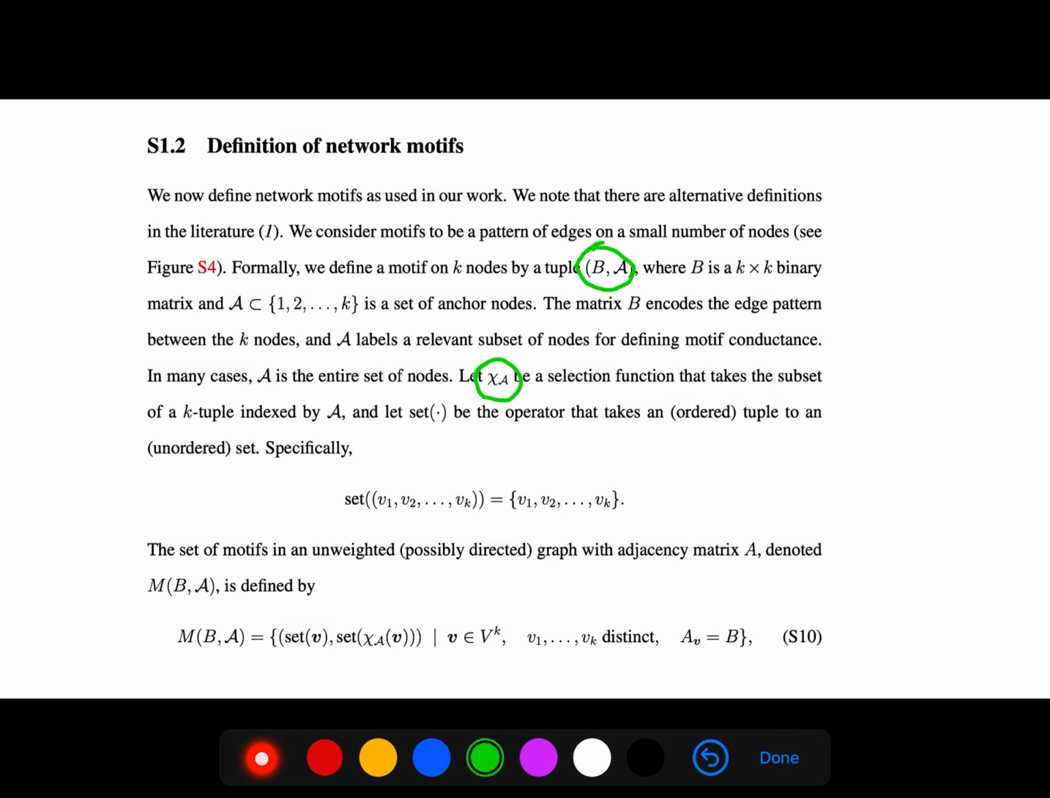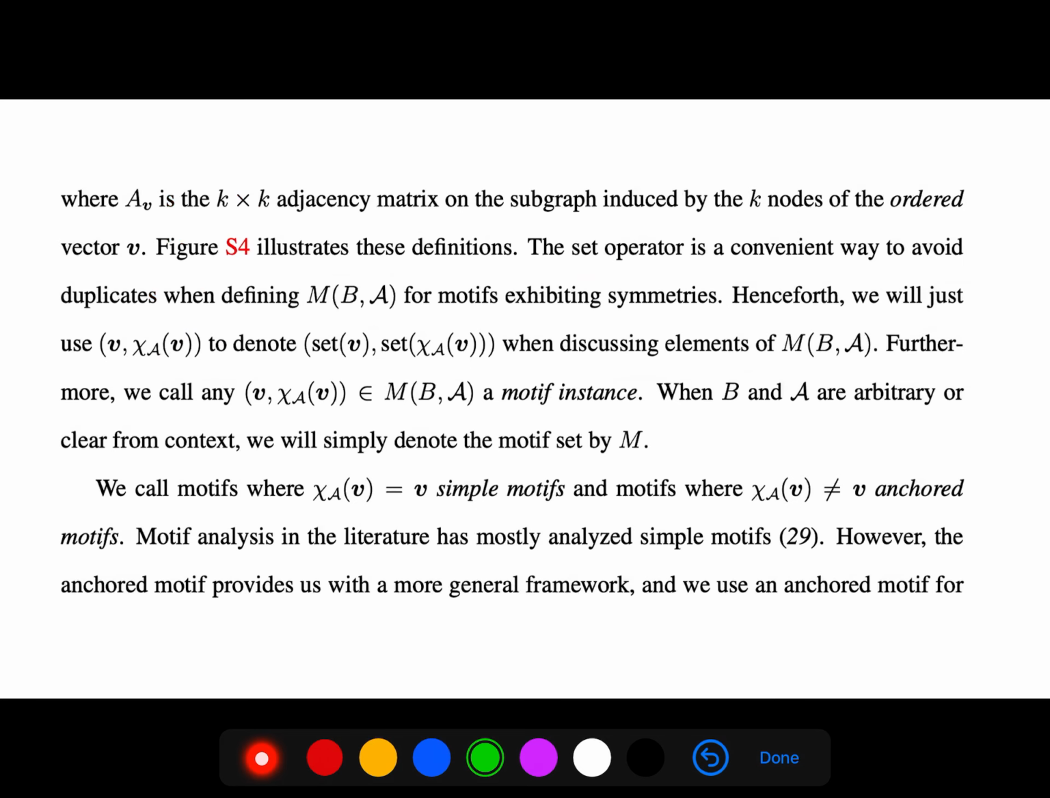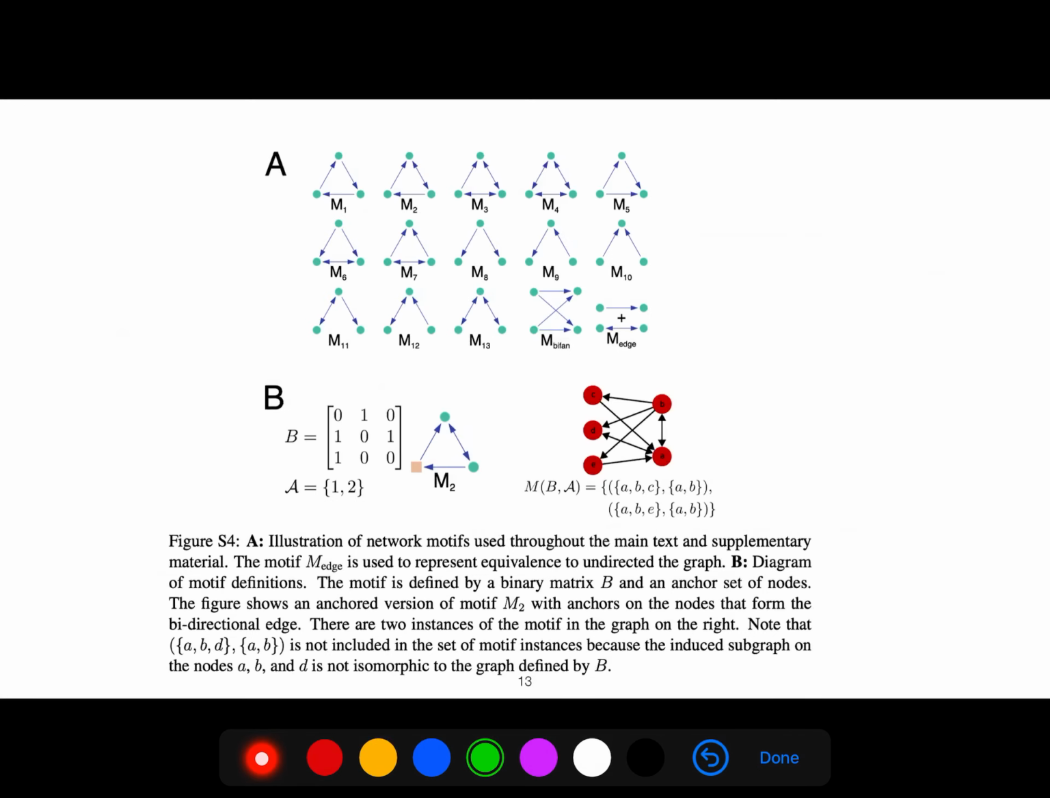The set of motifs in an unweighted graph with adjacency matrix A is this. A is the k by k adjacency matrix on the subgraph induced by the k nodes of the ordered vector. The set operator is a convenient way to avoid duplicates when defining M for motifs exhibiting symmetries. So this is an illustration of network motifs throughout the main text.